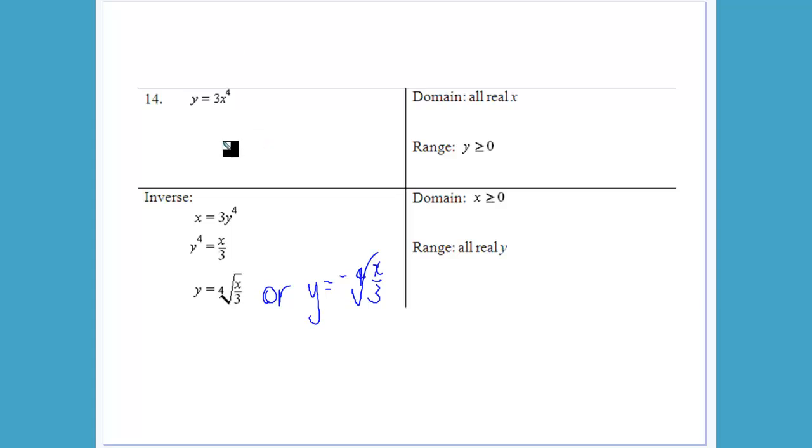And this similar situation, 3x to the power of 4, no problem for the x values. Y is going to be greater than 0. Swap our x and y values around, we get the 4th root of x on 3, or the negative 4th root of x on 3, because either of those can go back to that part. But doing both of those would give us a situation where we don't get a function. So we get a relation if we consider our domain as all real x, and then our range of all real y here for an inverse, but it's an inverse relation, not an inverse function.